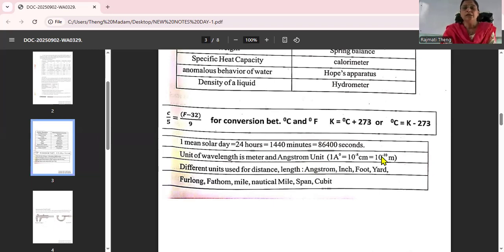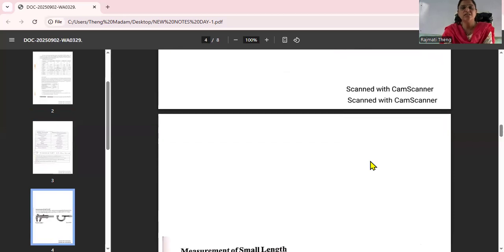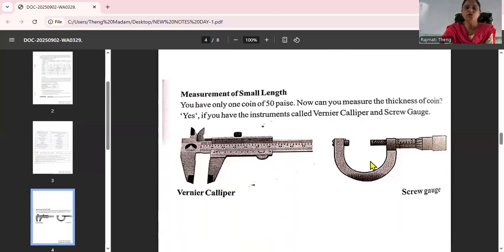And when degree Celsius temperature is given, you add 273, we obtain the Kelvin temperature. And when Kelvin temperature is given, from that you minus 273, then you obtain the result in degree Celsius. This formula you should know.